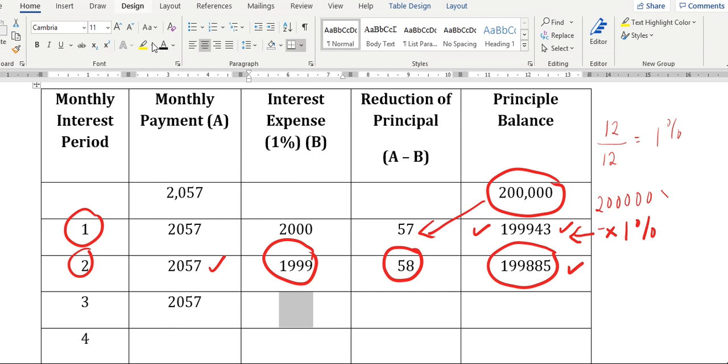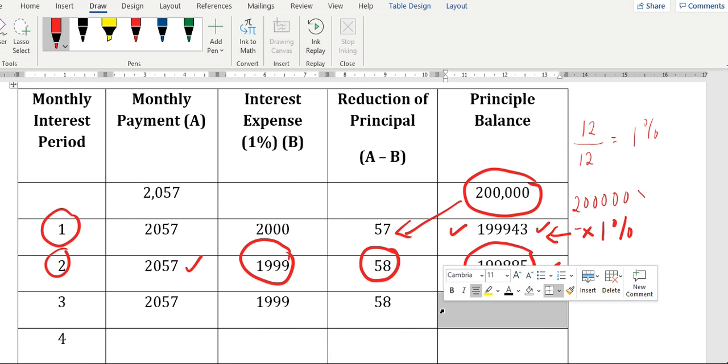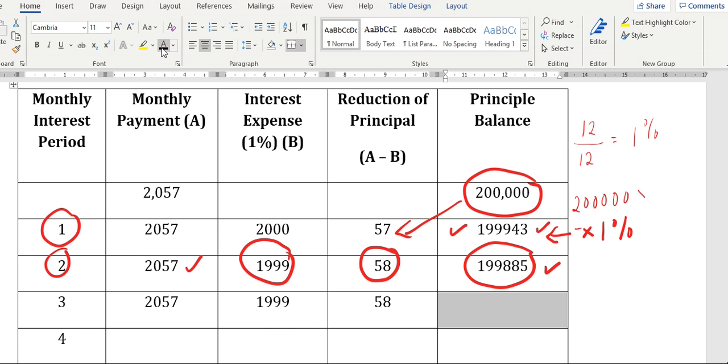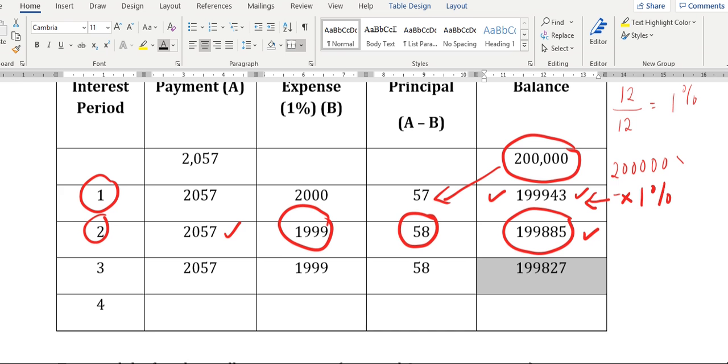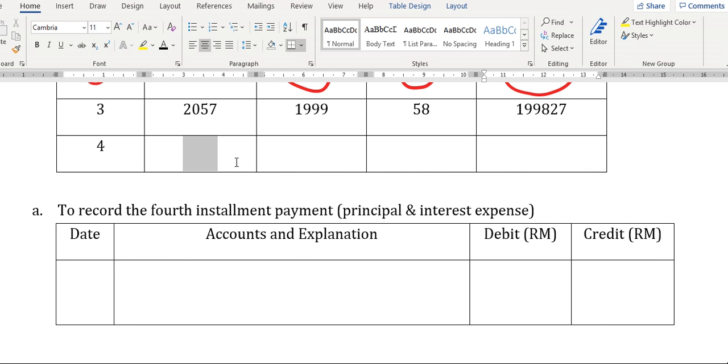So as you can see here, the amount that you need to pay on the third month is 2,057. From this 2,057, 1,999 you are actually paying for the interest, and the balance of it, that is also 58 ringgit, is the payment for the principal. So earlier you have a balance of 199,885. After paying 58 ringgit, you still have a balance of 199,827 ringgit.